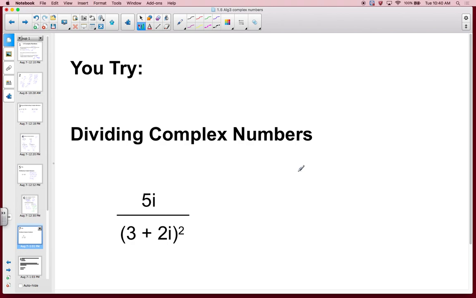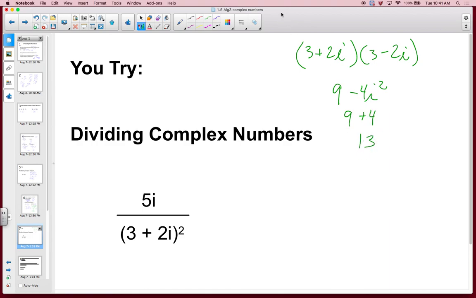Okay, so hopefully you tried that out. We know that if it was just a 3 plus 2i, we would multiply that by the conjugate of 3 minus 2i, and that would give us a 9, our first, and then our outer will be a negative 4i squared, which is really a 9 plus 4, because i squared is a negative 1, and negative 4 times negative 1 is 4.